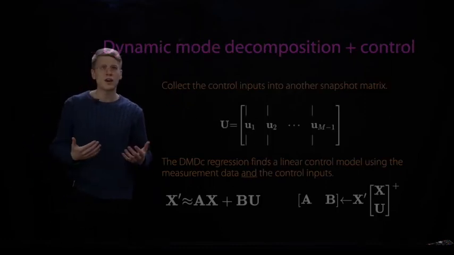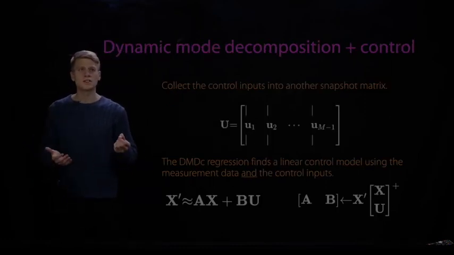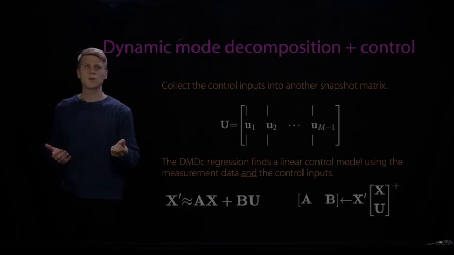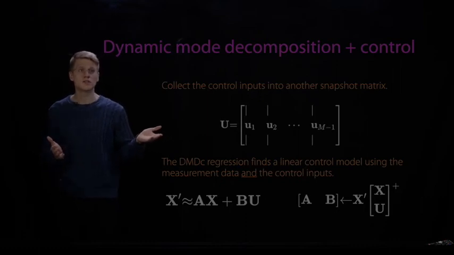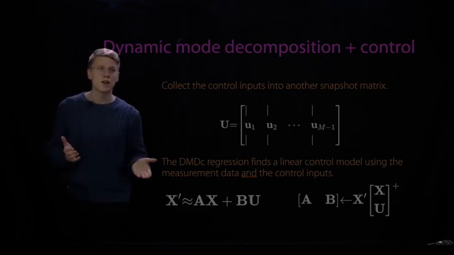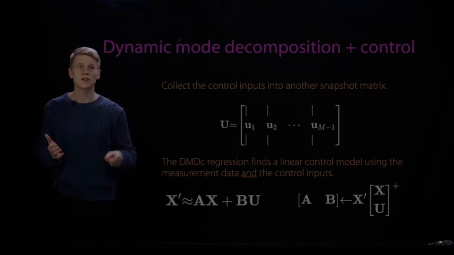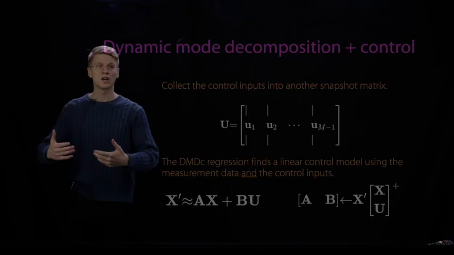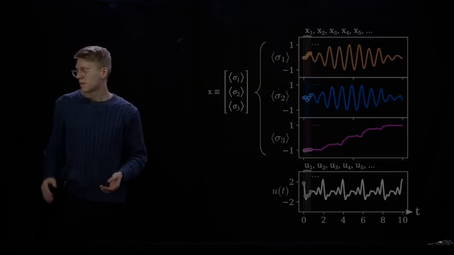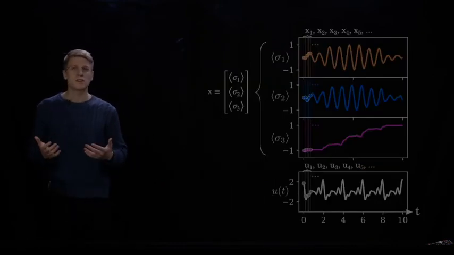But there are a lot of adaptations, and the critical one for us is the dynamic mode decomposition for control. So what we can do is we can take control inputs, which we know, and treat those as another snapshot matrix, and then apply a DMDC regression to find not one but two operators associated with this system to solve the control problem. Now for quantum dynamics, we'd like to do something like DMDC.